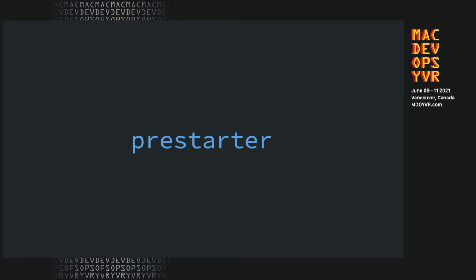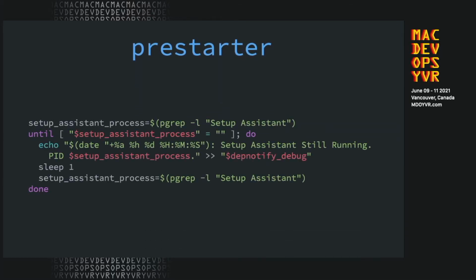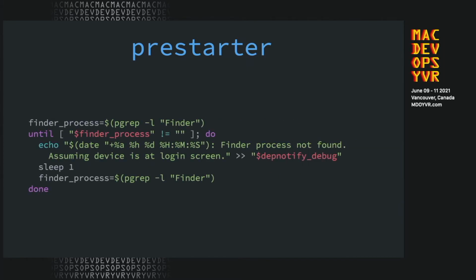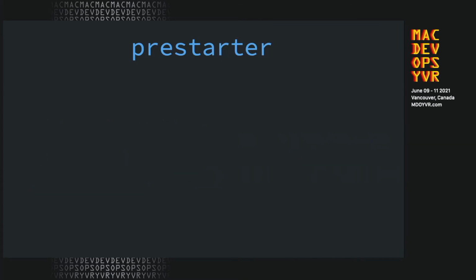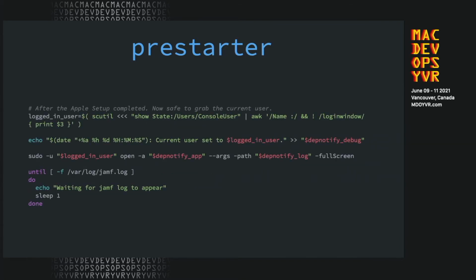Onto the Prestarter script. The rest of it is really just a few bits and pieces before we run the depnotify-Starter script to kick off the rest of our enrollment. So this section of code is simply waiting for the setup assistant to finish. We're running a loop for the Finder process to become active. And then now that the Finder is active, we're going to grab the current user and then we're going to launch depnotify with that placeholder text and look for the Jamf log to appear.